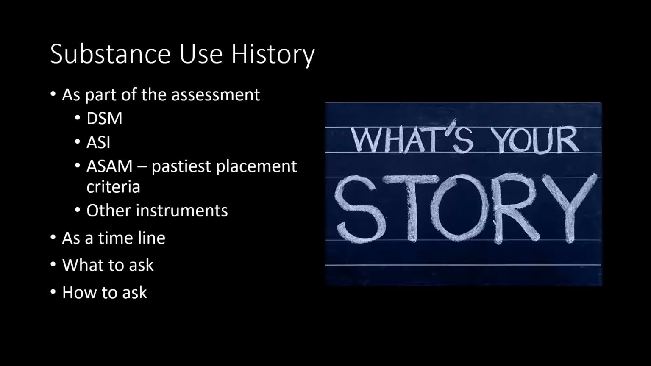Sometimes substance use history is done as a timeline. How old were they when they first began to use drugs or alcohol? What was the first thing they used? What was the next drug? And were there any periods in which they were abstinent from drugs and alcohol? Or has their use been continuous since they first used? Part of the process of becoming a counselor is learning what to ask, but also how to ask those questions.